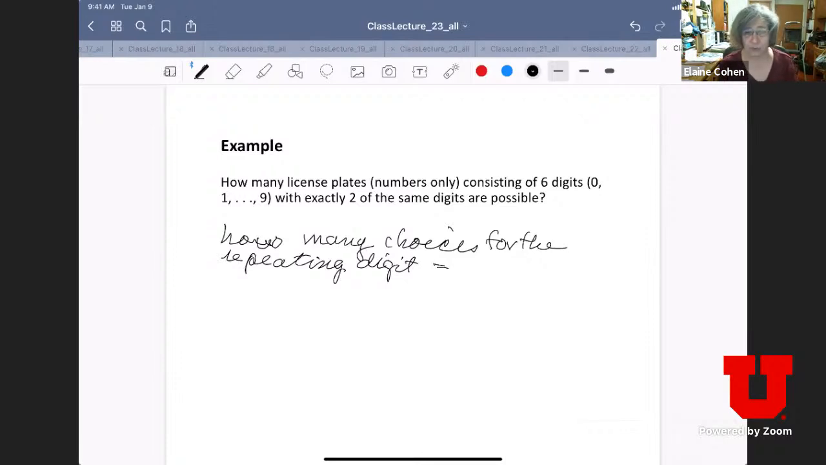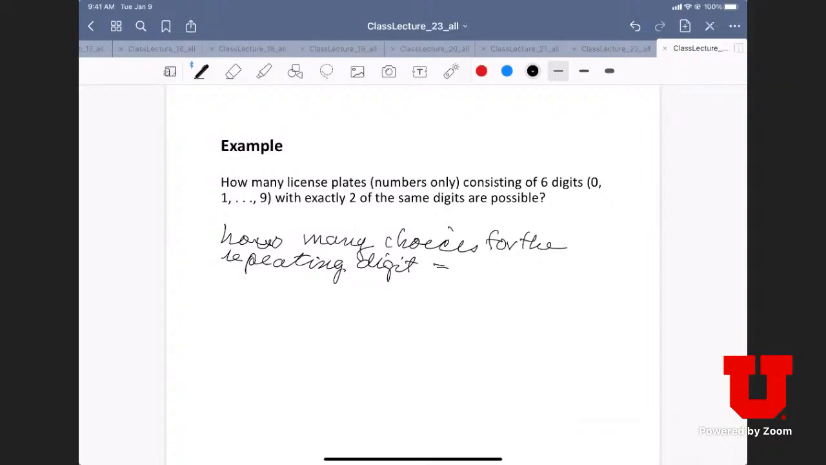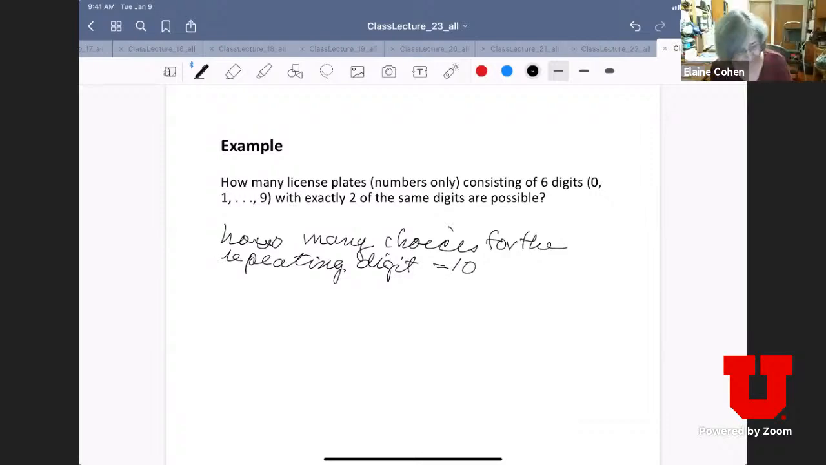How many choices for the repeating digit? 10. Good, 10. Okay.